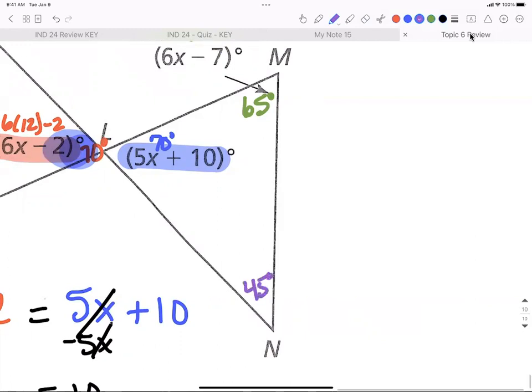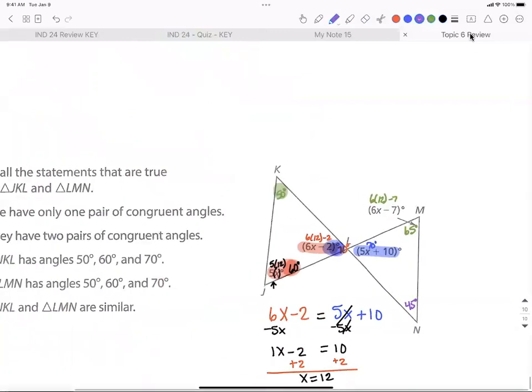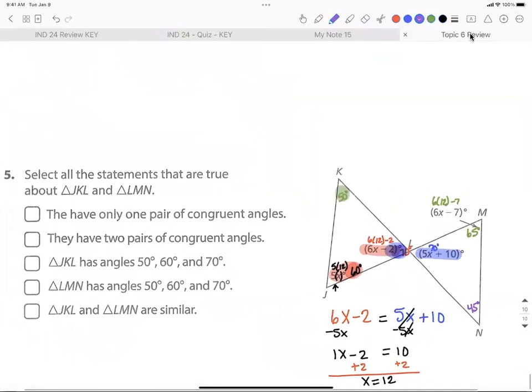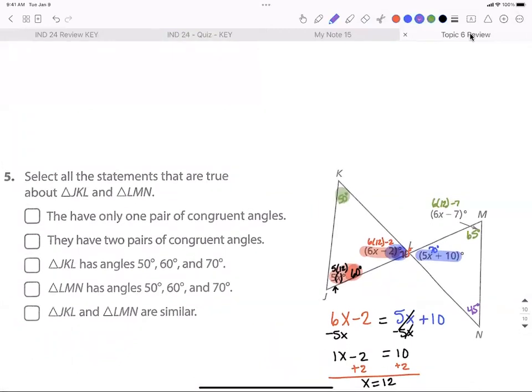All right, so now let's go to our options here and see what they're asking us, okay? The first says that you have only one pair of congruent angles. Is that true? 70 and 70, those are the only ones that are the same, right? So that one is true. If you only have one pair, can you have 2 pairs? So we can mark that one out.